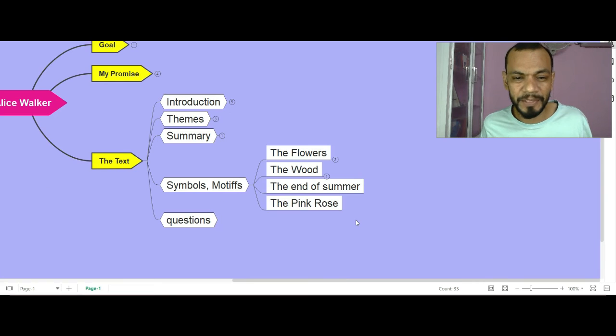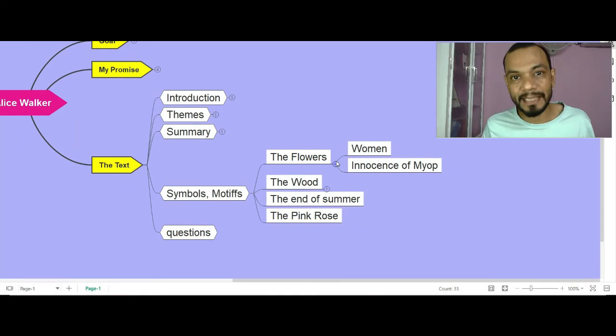Then what are the themes? This question will be asked: themes and motifs. The symbols and motifs, there are 4 symbols used. The first one is flowers, the title itself. Flowers generally in Alice Walker's story stand for women, because Alice Walker felt that women are the most beautiful thing in the ugly face of the world. It's true. And secondly, the innocence of Myop.